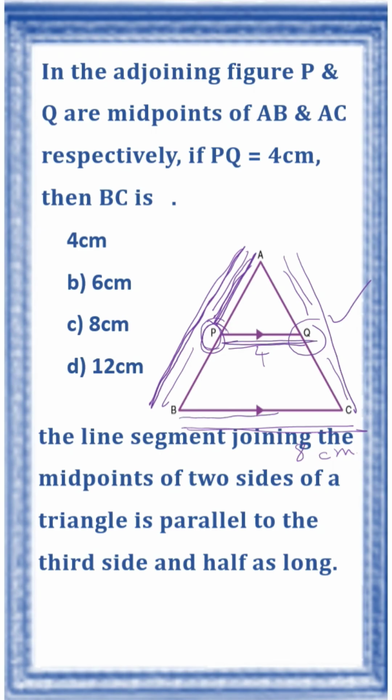This line is parallel to the third side and half as long, means 2PQ is equal to BC. 2 into PQ, 2 into 4, that is 8 centimeter. So option C, 8 centimeter is correct.